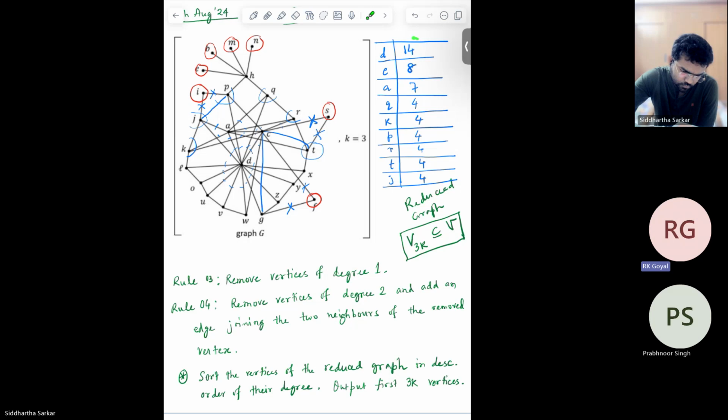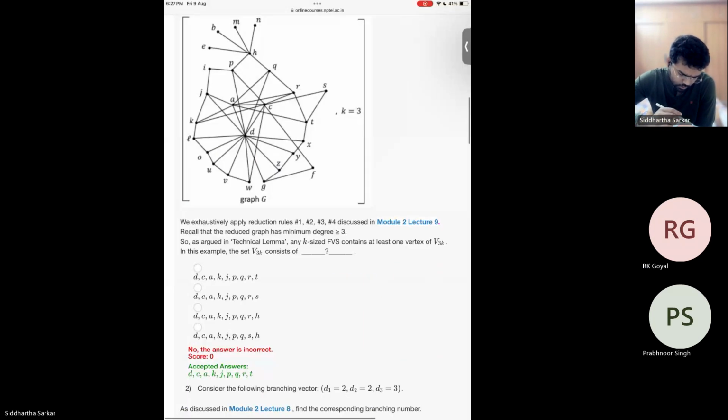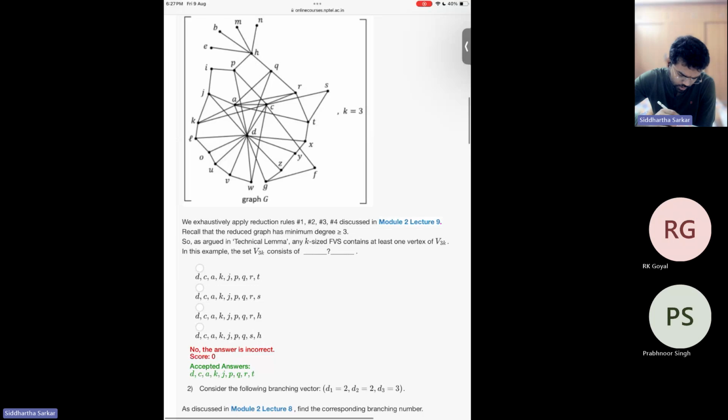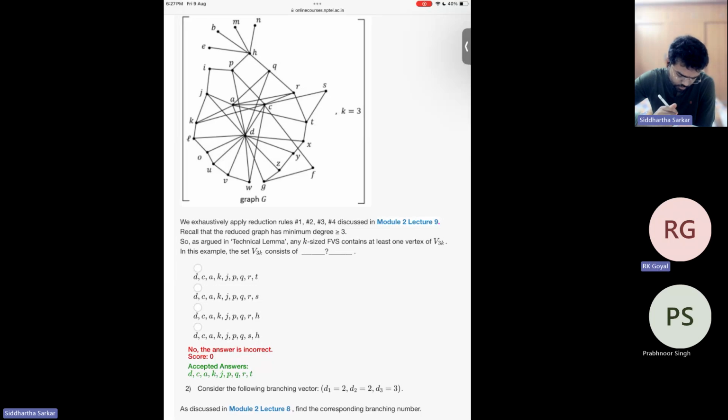So after DCA, all values are 4. Yeah, we have to focus on these. Yes. So the order may be PQR, TJK. So yes, JK, PQR, and T. I've noted down these values. Great. So PQR, JT, that's the first question answer. So the accepted answer is also A.